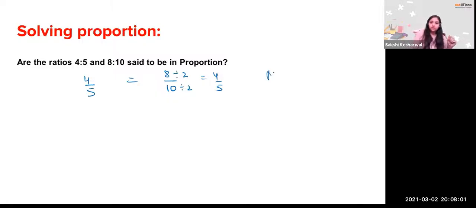So what are your means? If you say what are your means, your means will be what? These and these will be your means. So it will be 5 and 8. And what are your extremes? Your extremes are 4 and 10, right?